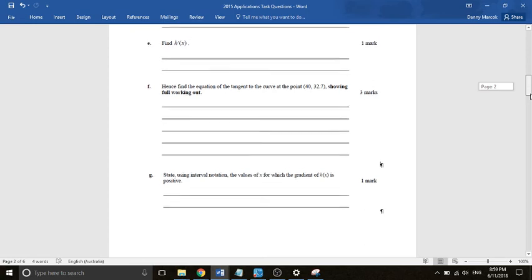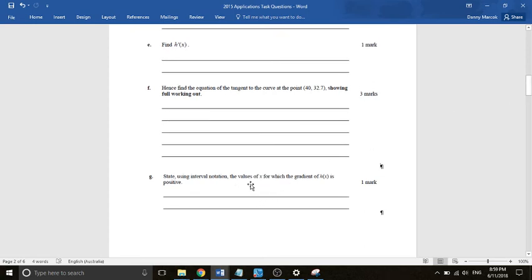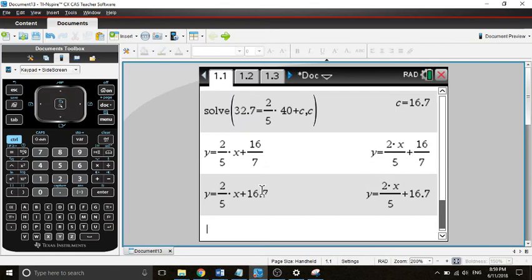Now, do we want a normal? Show using interval notation the values of x for which the gradient is positive. So look at where the gradient is positive, where the function is increasing. So where is it positive?